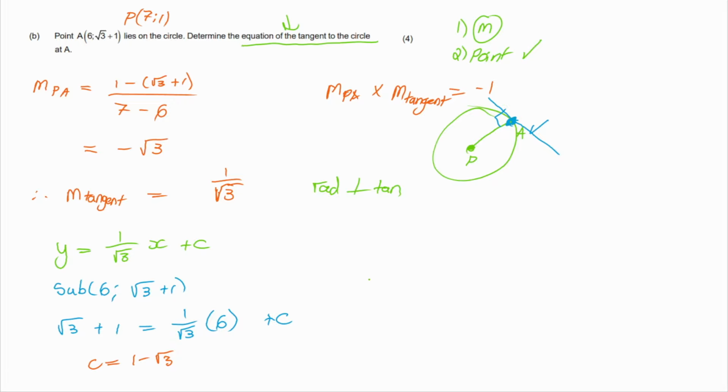Okay, so we can say that therefore the equation of tangent is this. It's going to be y is equal to 1 over root 3 x plus 1 minus root 3. Okay, because remember it's plus c, and this thing is my c. So that would be the equation of my tangent. We might need this in the next question, because there is a part c over here, so let's consider that.